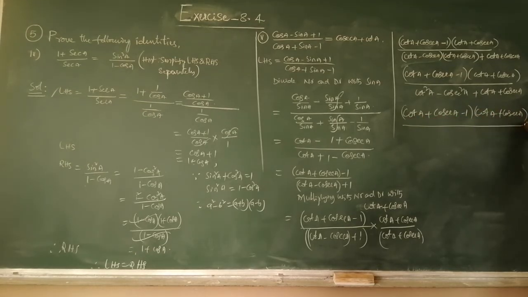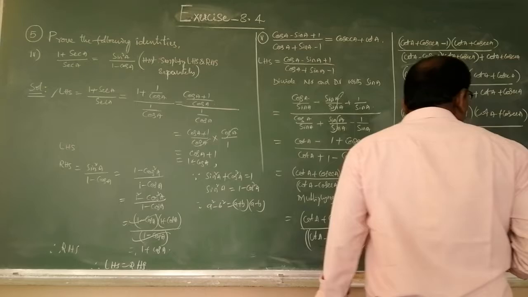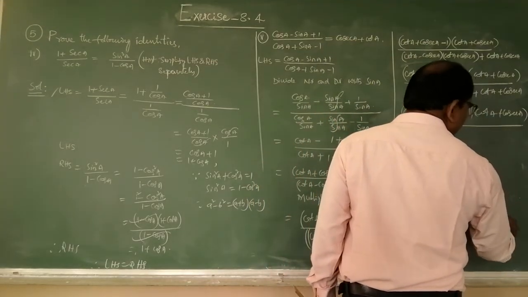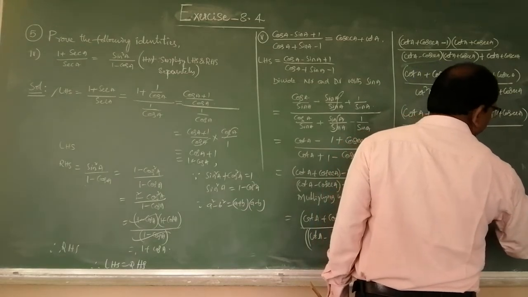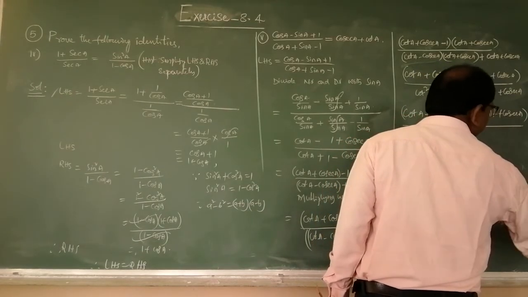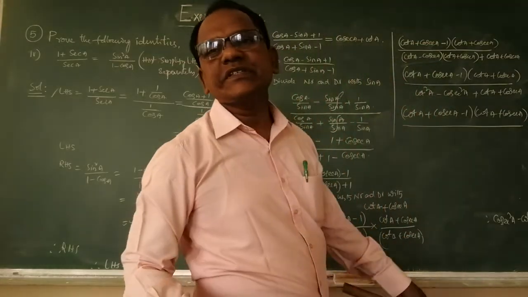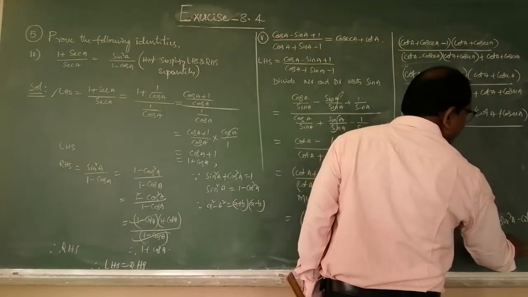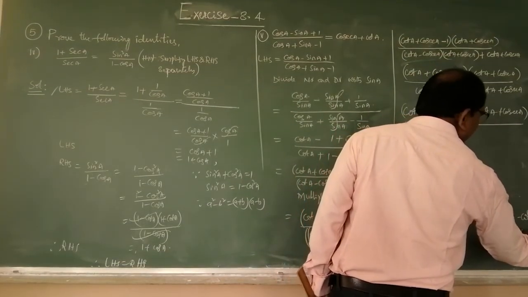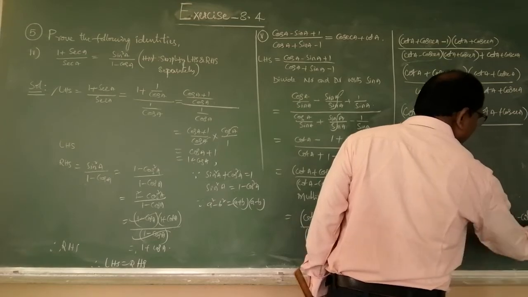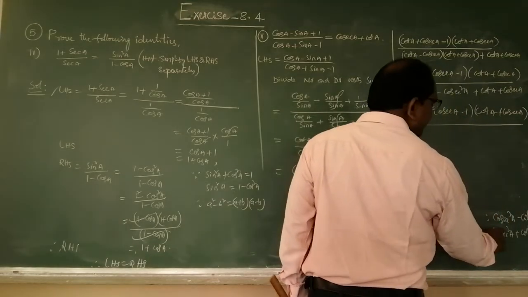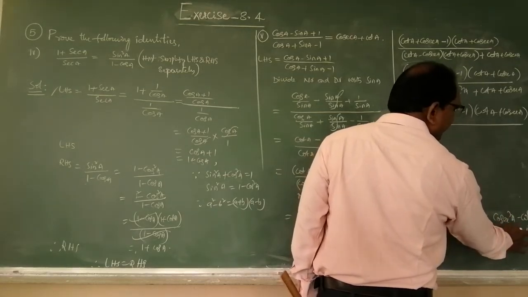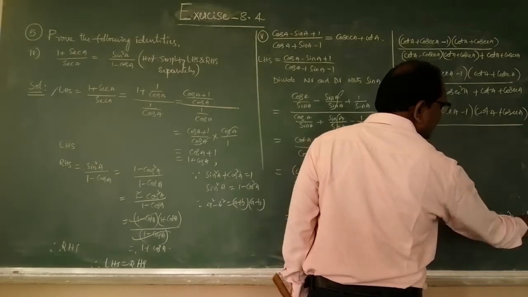But here an identity is there. What is the identity? Tell me. The identity is cosecant square A minus cot square A equals 1. This is the third identity. Take the minus down here: minus cosecant square A plus cot square A equals minus 1. Therefore, minus 1 comes outside.